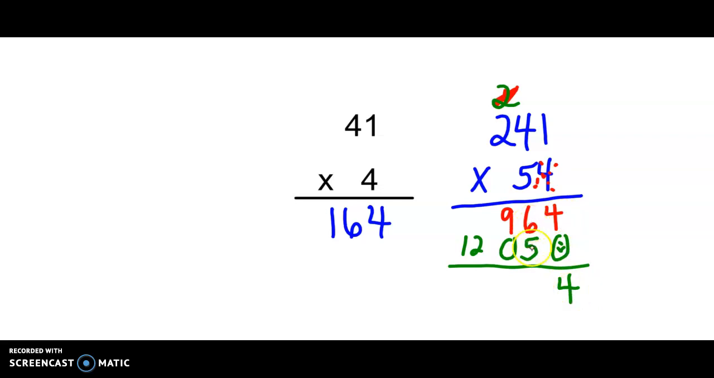So 4 plus 0 is 4, 6 plus 5 is 11, 9 plus 1 is 10, and then we have 1 plus 2, and a 1 all by itself. So in this case, there's 13,014 skiers.